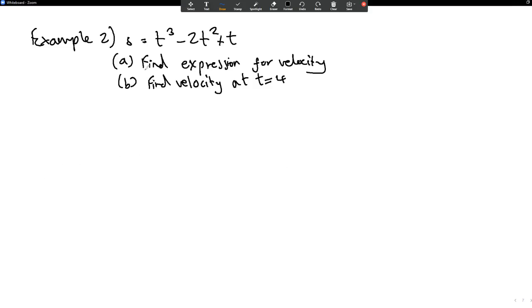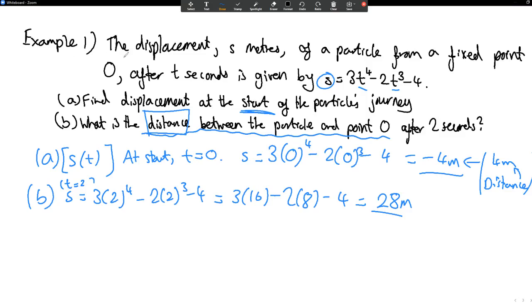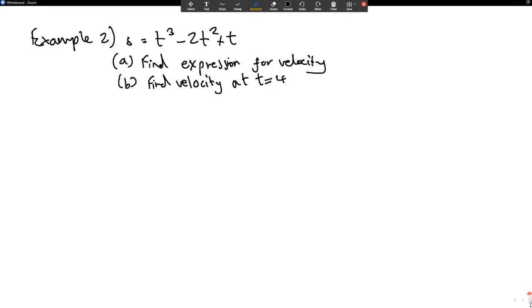Now, this isn't as wordy as the other example, but it does mean the same thing. I just haven't written the same thing down again. So for all these examples, we're talking about the displacement s meters of a particle from a fixed point O after t seconds, and that's the expression. Imagine this is written down for all of these questions. Now we have this as a function, and we want to find the expression for the velocity.